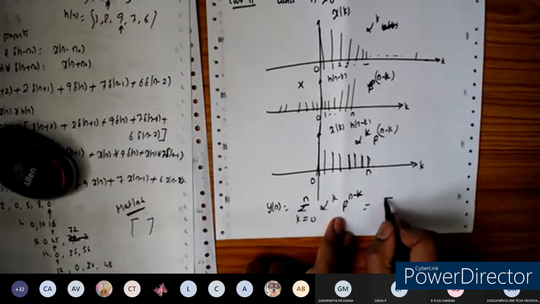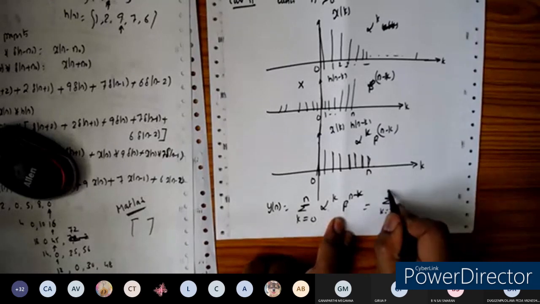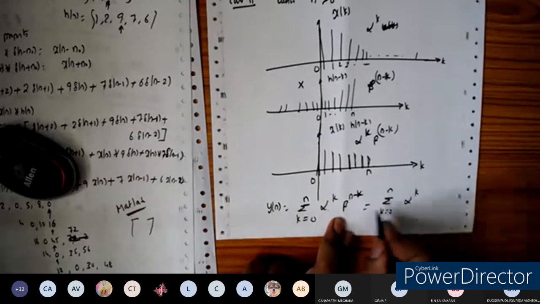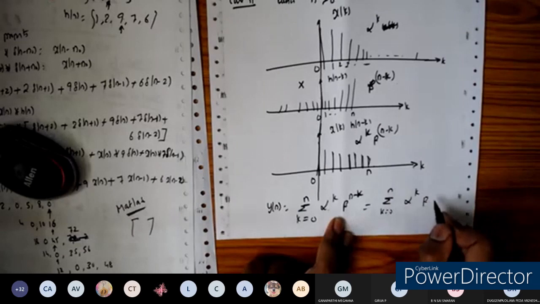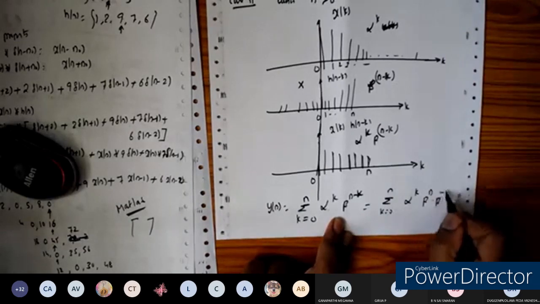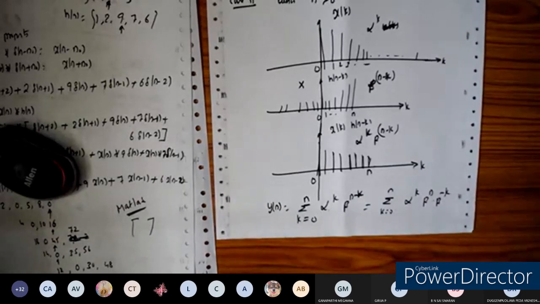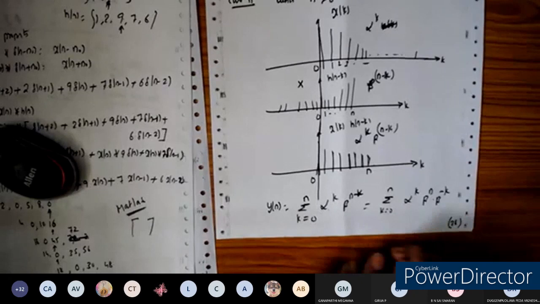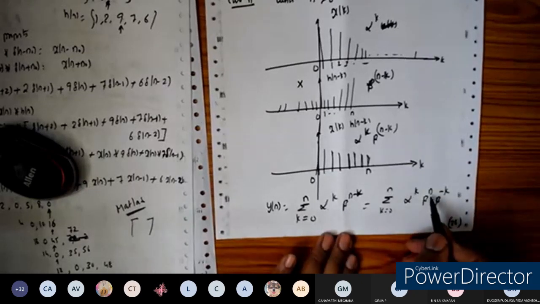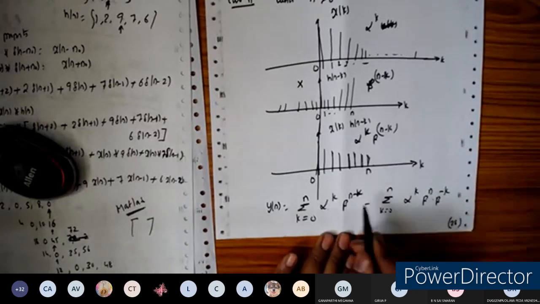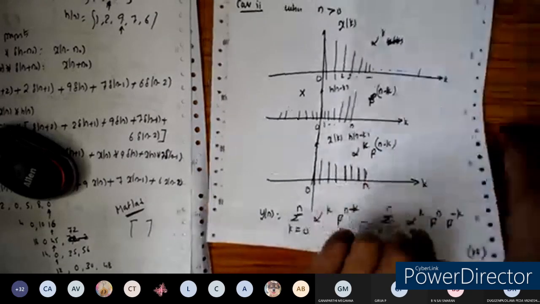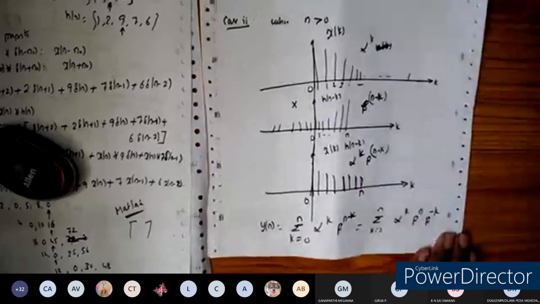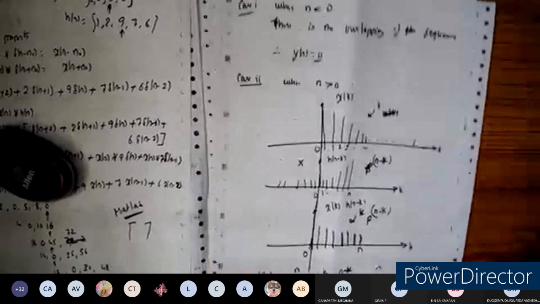So I can write the summation, k can take the value 0 to n, alpha to the power of k. I can write beta to the power of n minus k as beta to the power of n into beta to the power of minus k. Now beta to the power of n is not a function of the summation, so I can take it outside and treat it as a constant here.